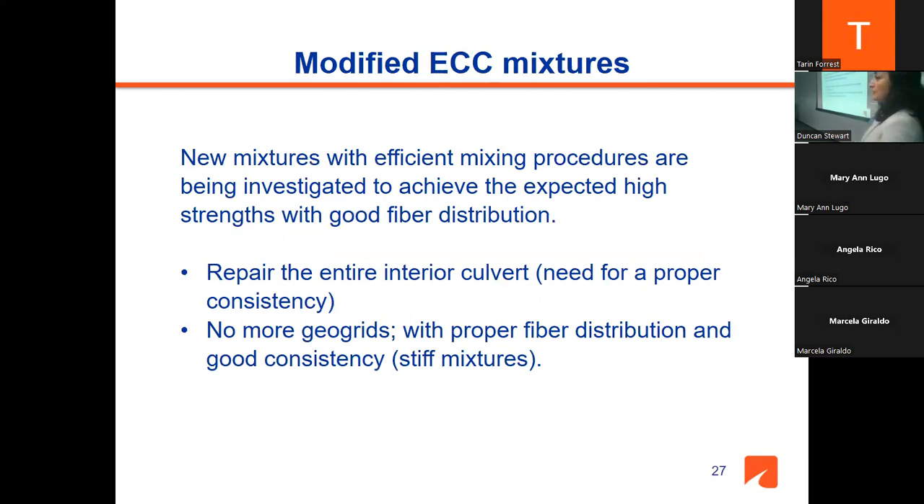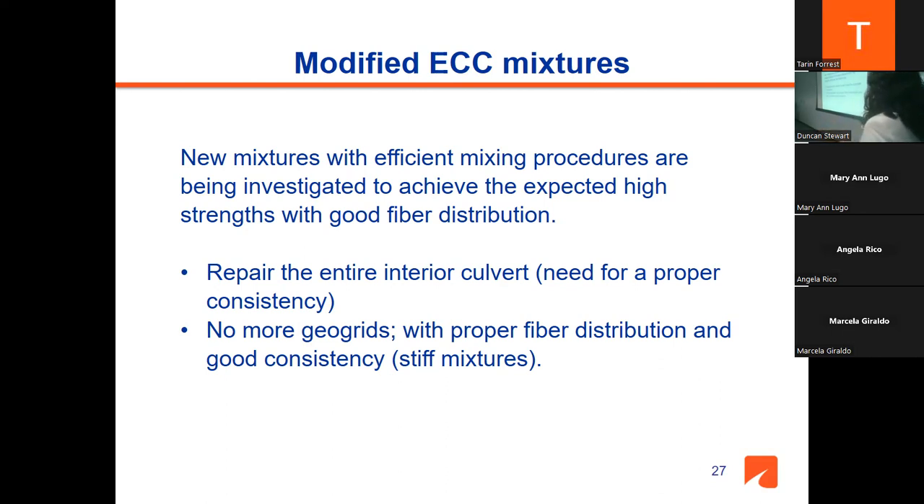And now we are trying to make some modifications to our ECC mixtures to have a better consistency, not too wet and not too stiff, and we need a very good fiber dispersion. We would like to get rid of those geogrids because of the cost, and also the preparation of the culvert will be easier than putting the geogrids on. So if we want to get rid of those geogrids, we need a stiffer mixture and better fiber distribution to help the reinforcing.